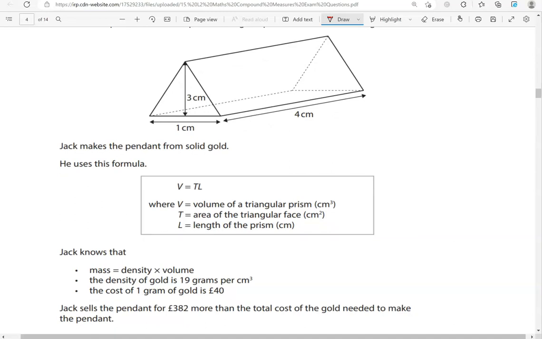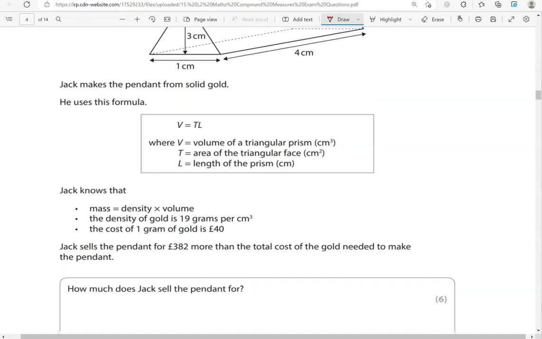The density of gold is 19 grams per cubic centimeter. The cost of 1 gram of gold is £40. Jack sells the pendant for £382 more than the total cost of the gold needed to make the pendant. How much does Jack sell the pendant for?